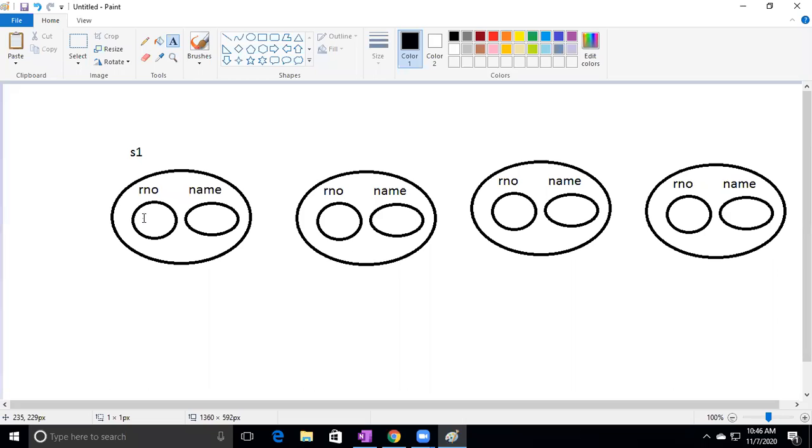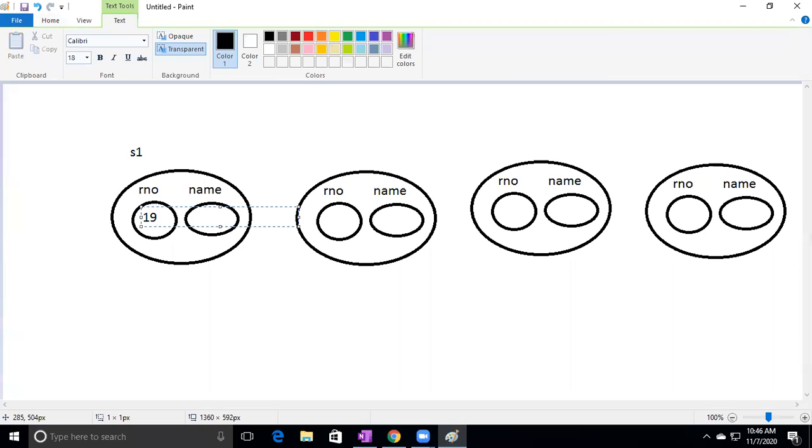So first student roll number is 10. His name is Sai. Second student roll number is 20. His name is Ravi. Third student roll number is 30. His name is Srinu.